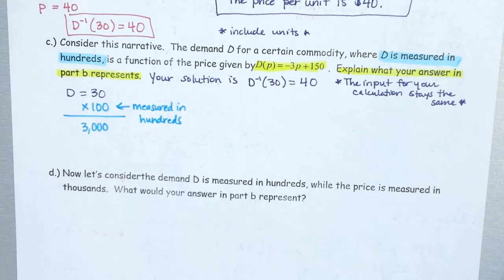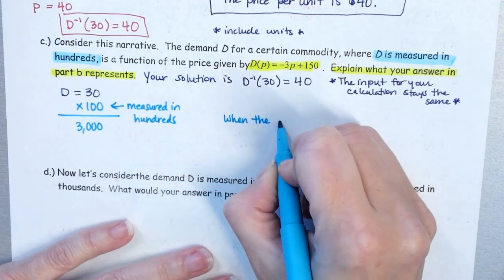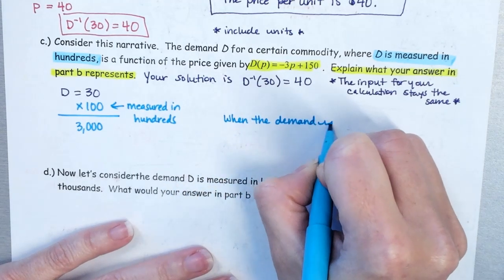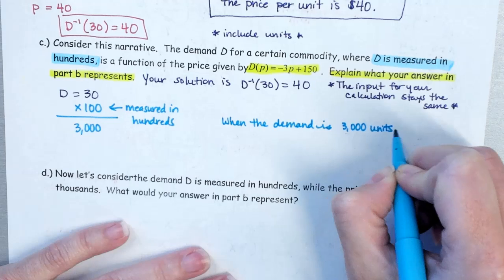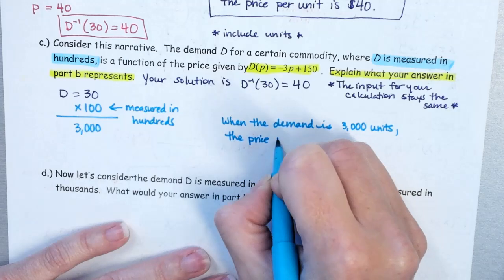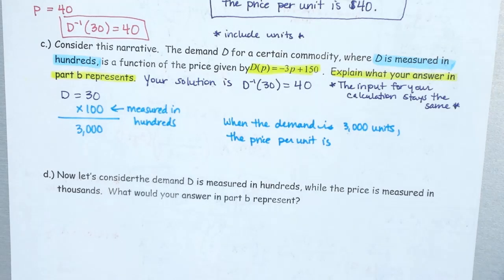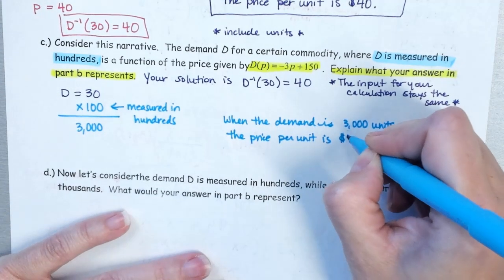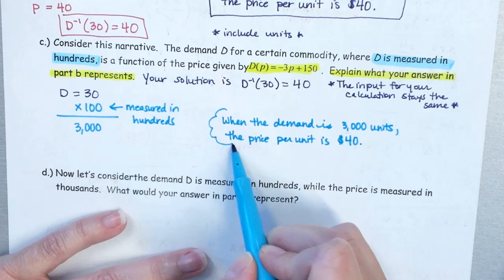Okay, so same thing. So when the demand is, and in this case, it would be 3,000 units, the price per unit is, now, did anything change with the price? Did it say P was measured in hundreds or anything like that? No. So if it doesn't specify, then that is going to stay the same. So when the demand is 3,000 units, the price per unit would be $40.